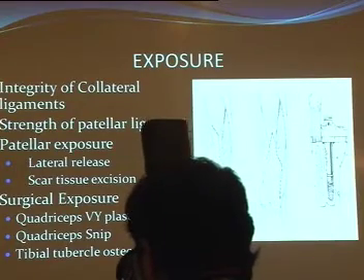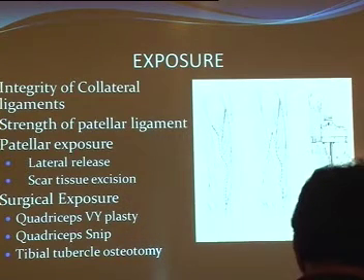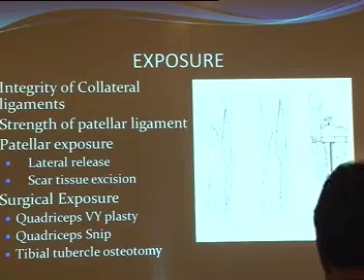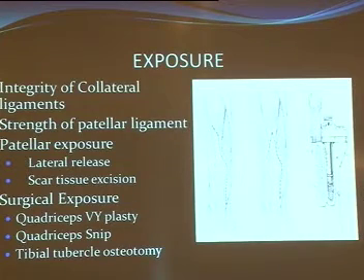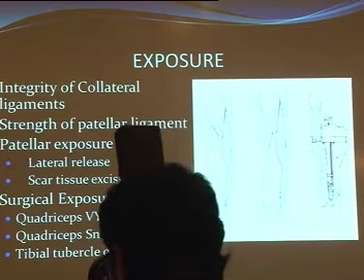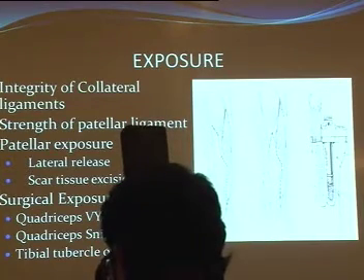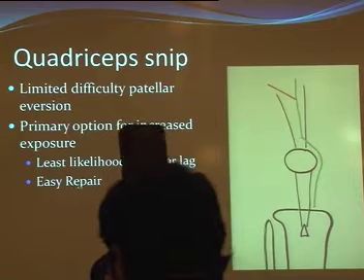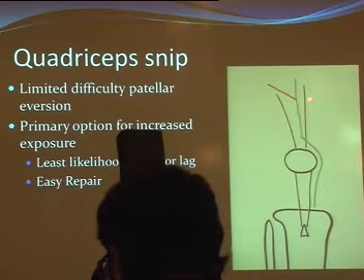And for the exposure, you have to assess the integrity of the collateral ligament and patella ligament. Patella exposure might be very difficult in a severely fibrosed knee, and you might need a quadriceps VY-plasty, snip, or an osteotomy for this exposure. So quadriceps snip is basically you extend it laterally.